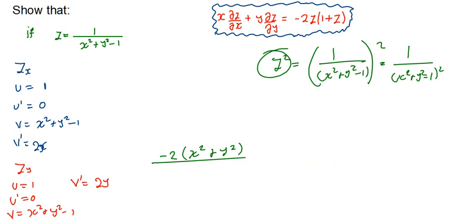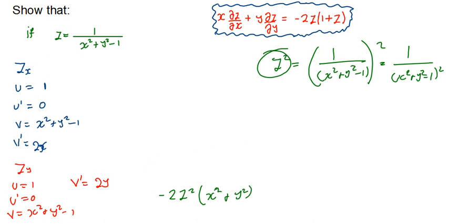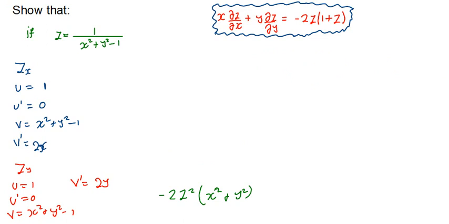Maybe to make it look a bit better, I'm going to say minus 2z squared, open bracket, x squared plus y squared, and I close like that. So we are not yet done, but we are so close to what we are looking for. So now, remember I have minus 2z squared times x squared plus y squared like that. So what about what I have here? How do I take care of that?